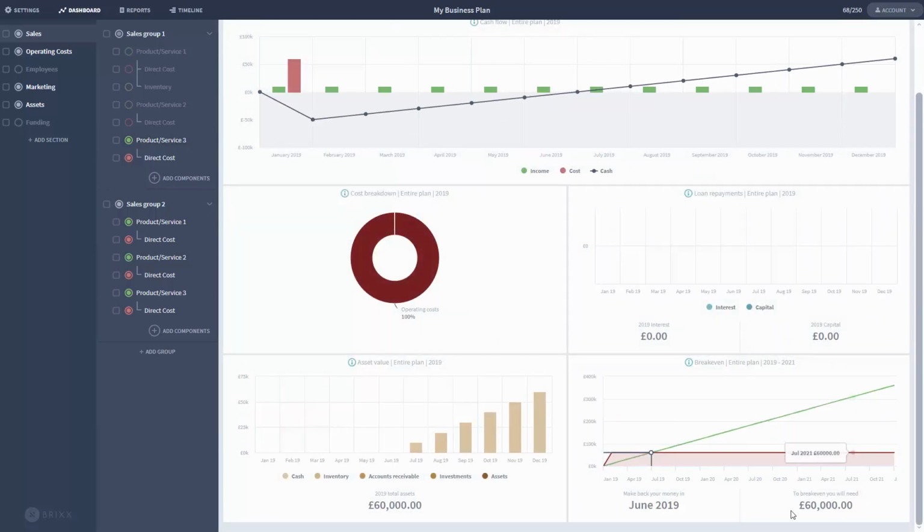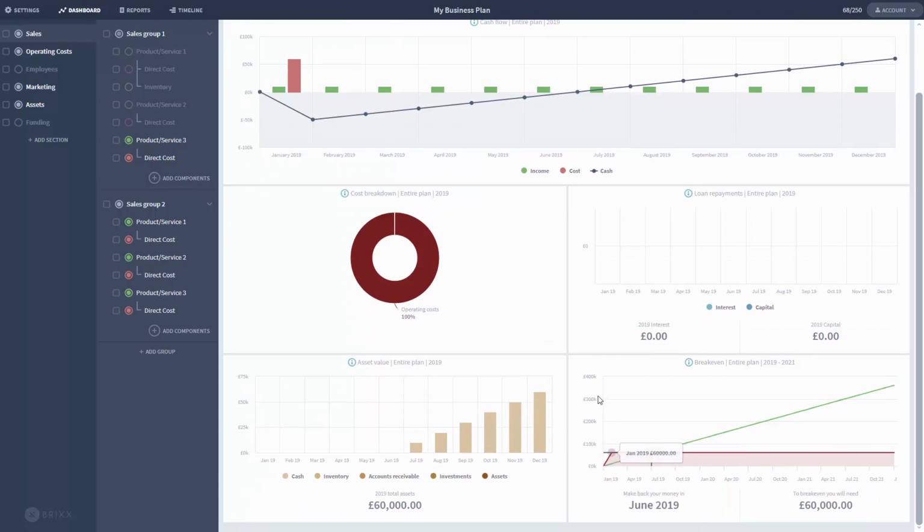And now we've got some interesting information. It's saying that I need £60,000. I need to make £60,000 before I break even, which makes sense because I put £60,000 in at the start, and that's going to happen in June. So I've got £10,000 coming in every month. So 6 months into the plan, I get to 60,000, and that's how much money I'll need to make.